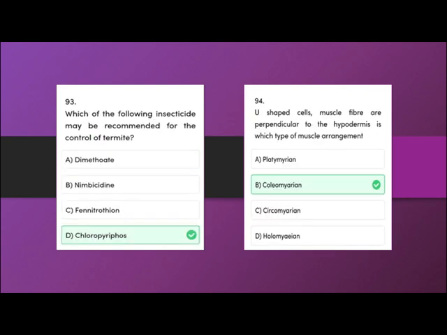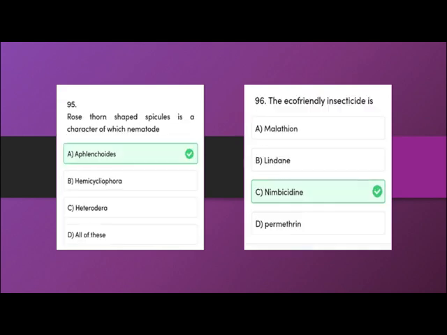93rd question. Which of the following insecticides may be recommended for the control of termite? And the answer is chlorpyrifos. 94th question. U-shaped cells with muscle fibers perpendicular to the hypodermis is which type of muscle arrangement? And the answer is coelomyarian.